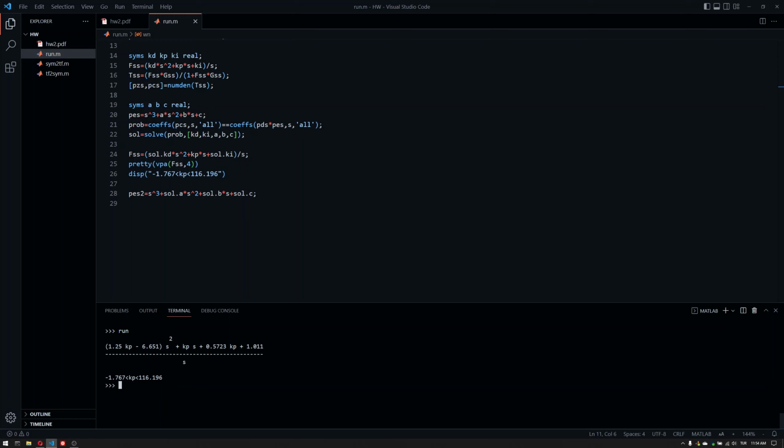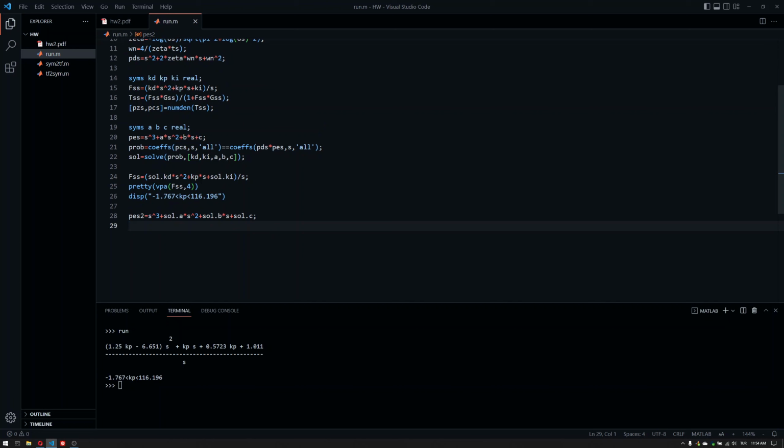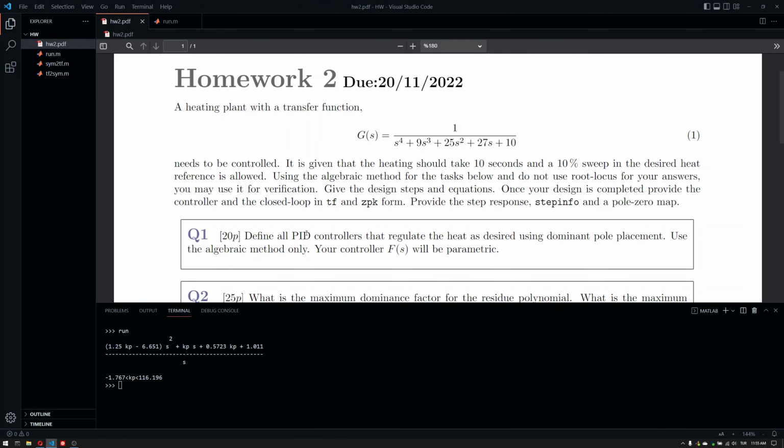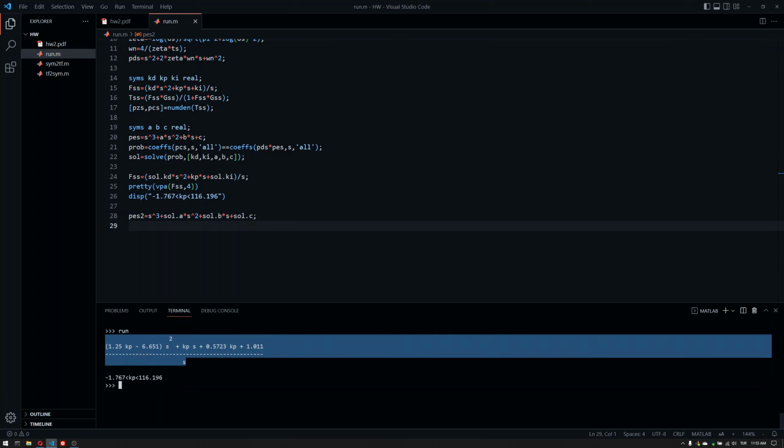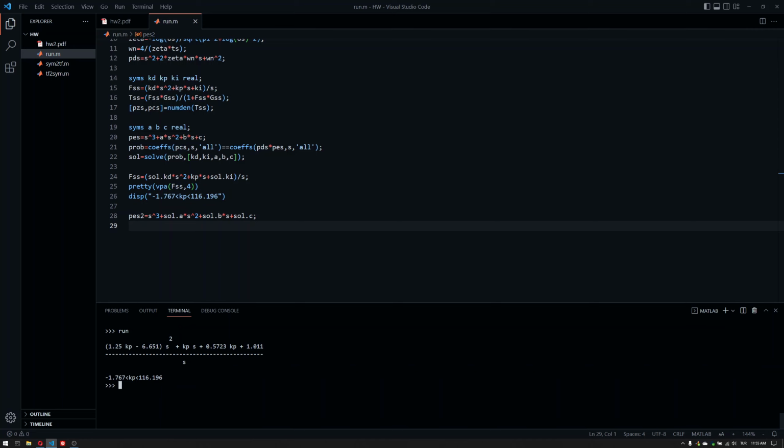So ideally, we don't want this to happen. If we look at the question, it seems like all the PID controllers that regulate the heat as desired, that doesn't translate into just the controller given here. It should also consider the dominance of the two poles that we are given here. So maybe Kp needs a better interval to at least push it away from the dominant region.